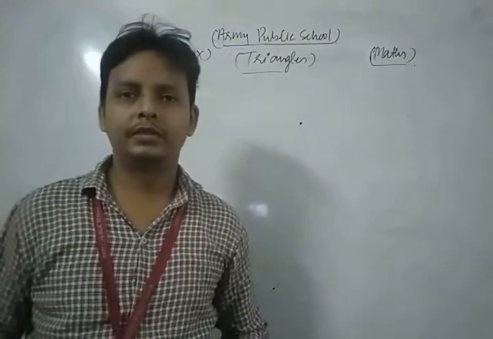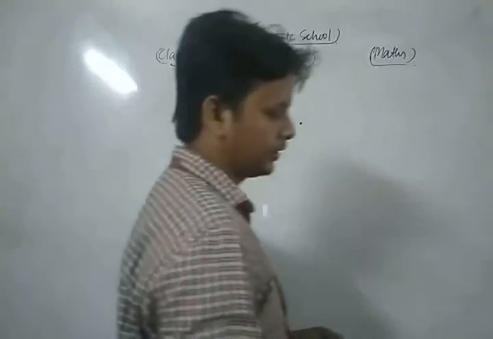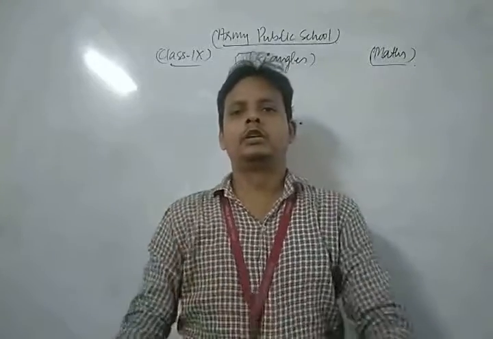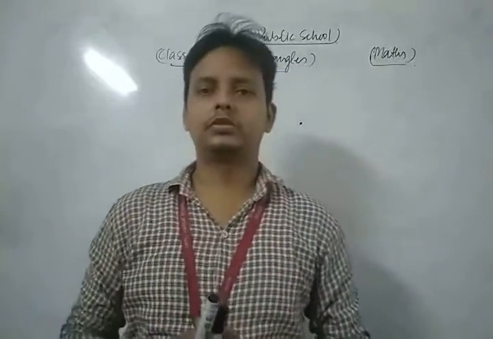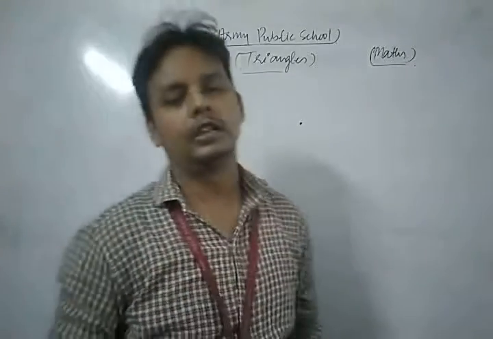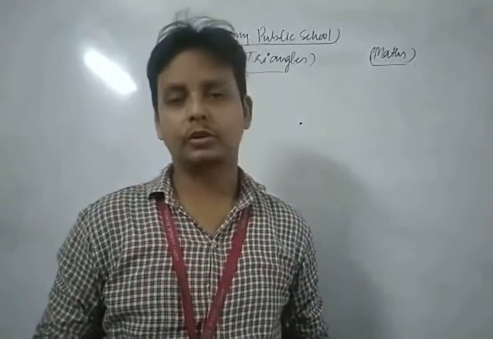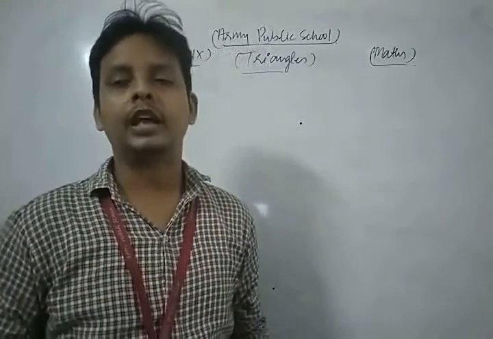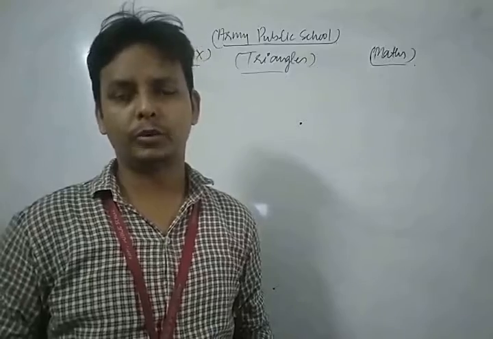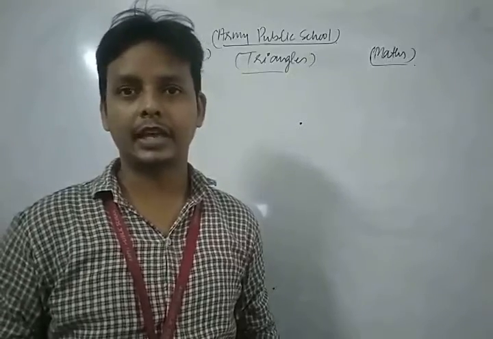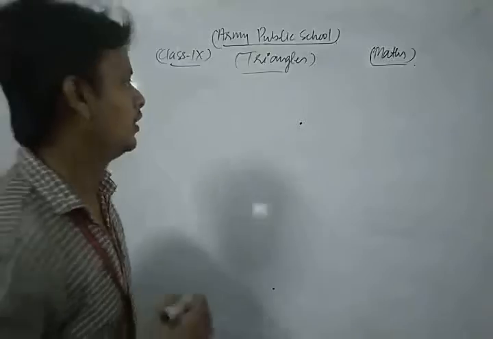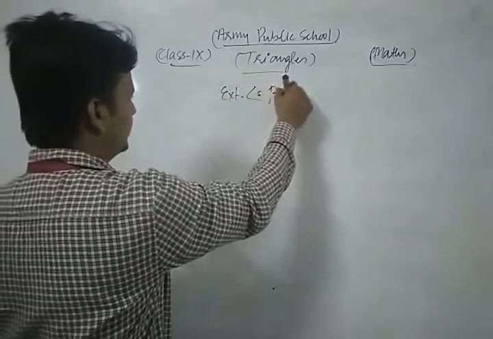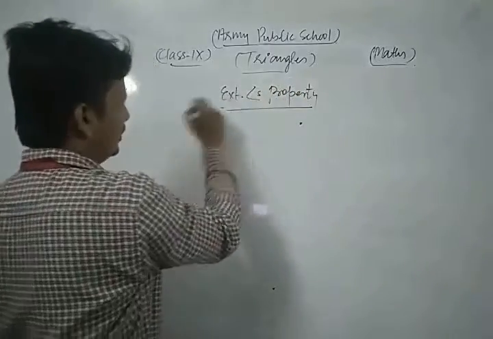Dear students, in the previous class we revised a very important chapter of the syllabus, which is triangles, and we discussed some important questions based on triangles. We already discussed all the important properties of triangles, including the angle sum property. Now we discuss one more important property related to triangles, which is the exterior angle property. Let's see the concept of the exterior angle property for a triangle.